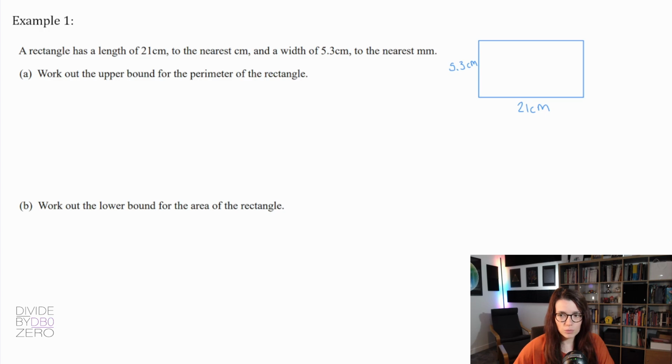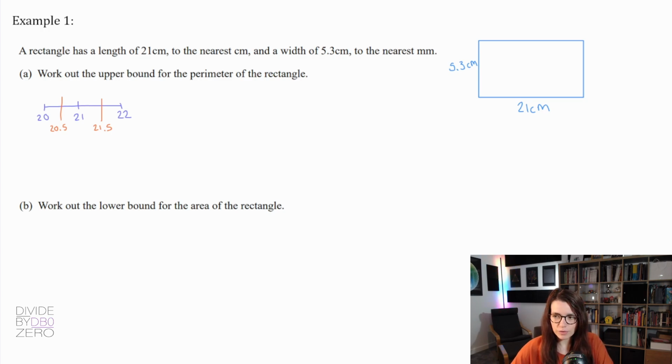So if we start with the 21 centimeters, again, I'm going to draw a number line, so 21 in the middle. It's been rounded to the nearest centimeter, so on either side, we'll put 20 and 22. Halfway between those values is 20.5 and 21.5. So those are the lower and upper bounds for that measurement.